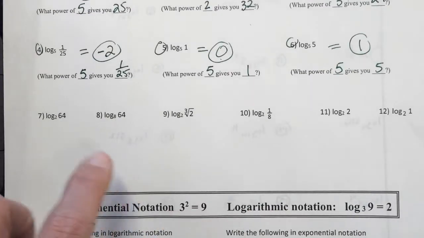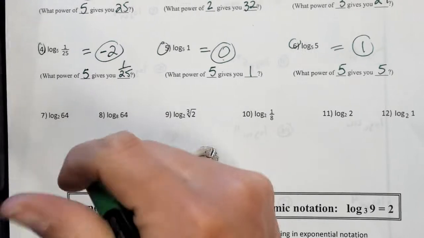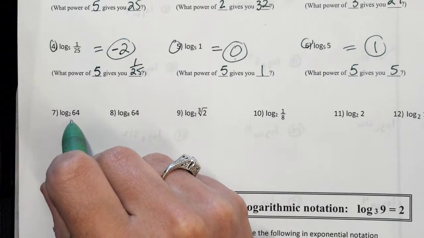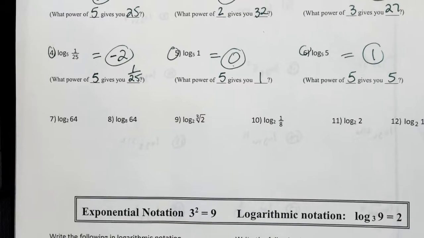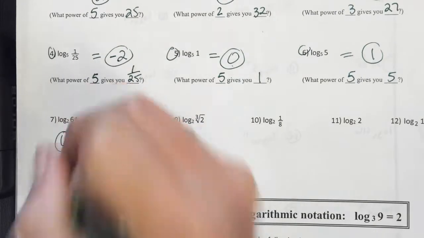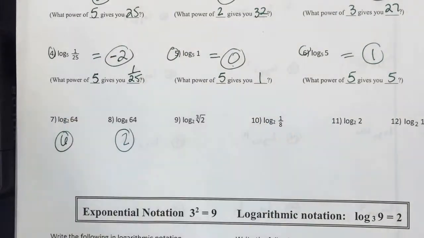Alright, these are the exact same. I just don't have this fill in the blank part. Okay, so this is asking us what? What power of? And that would be? So 2 to the 8th power is 64? It's what? Good. Alright, next one would be 2. Very good. What about the next one?